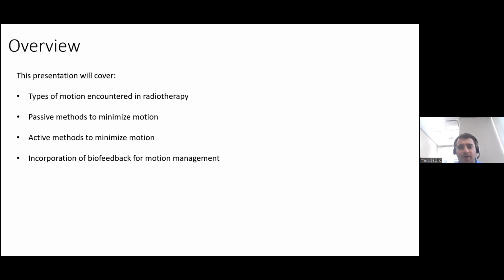So today we'll talk about 4 main topics. Talk about the different types of motion encountered in radiation therapy, passive ways to try to minimize this amount of motion, alternative active ways, specifically through imaging, to also minimize motion, and then the incorporation of biofeedback, which is basically having the patient participate in the motion management.